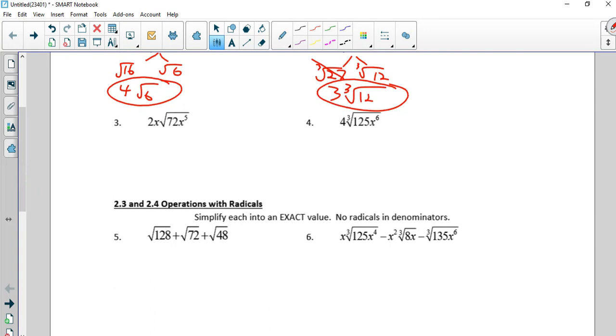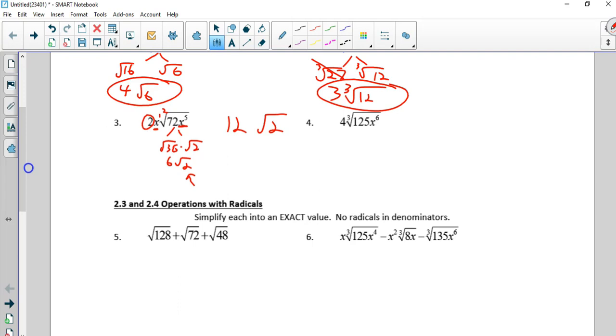3. 72 is going to simplify to radical 36 times radical 2, which is going to simplify to 6 radical 2. But remember, you have this 2 out here. So that's going to give us a 12 on the outside. We know we have a radical 2 stuck on the inside right there. But we can't forget our x's. We have x to the first, but we have to deal with this.